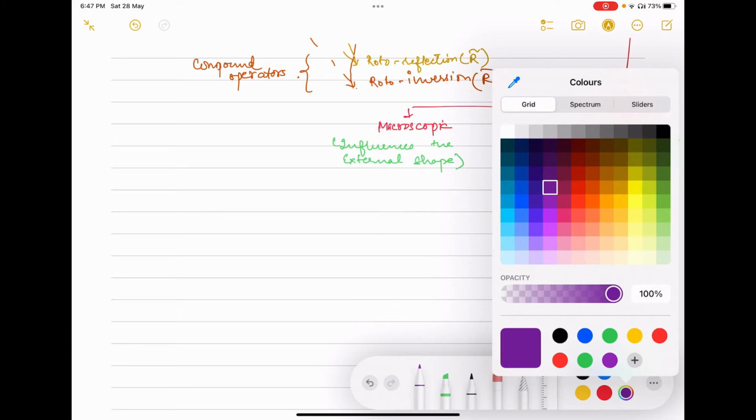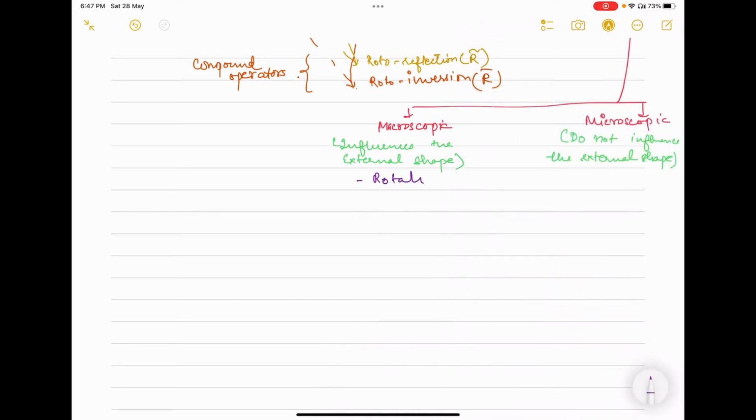Okay, so for macroscopic one, we have rotations, mirrors, and inversion. But for microscopic, we have screw axes and glide reflections. Okay, so this was the classification of symmetries based on different parameters.